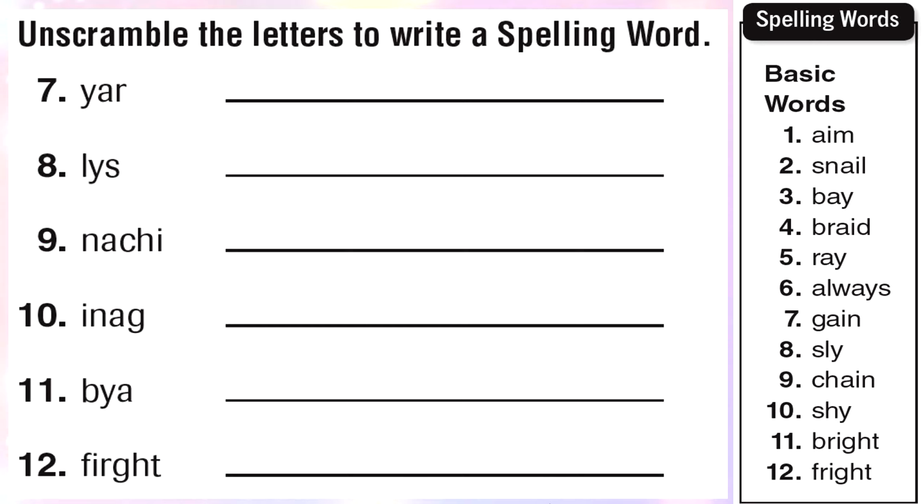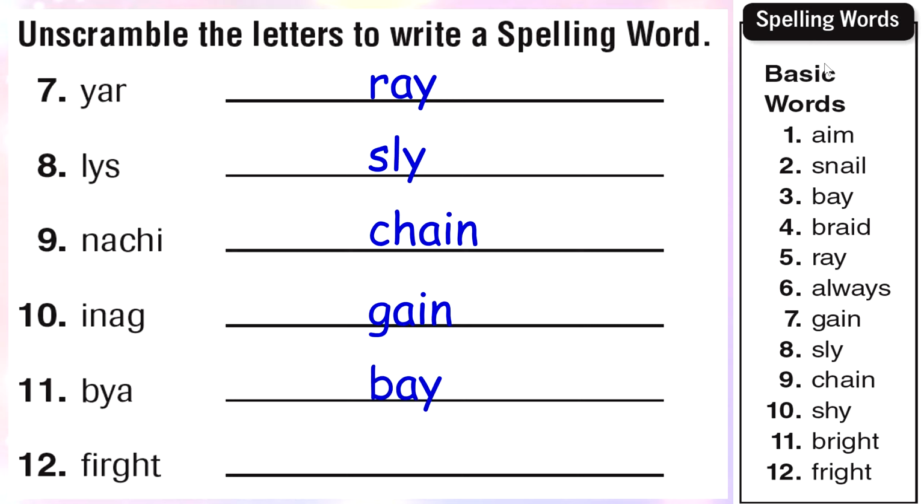Now let's do the second exercise. Unscramble the letters to write a spelling word. Take your time to think about them and do them carefully and correctly. And then check the answers with me. Pause the video, please. Number 7. Ray. 8. Sly. 9. Chain. 10. Gain. 11. Bay. 12. Fright.